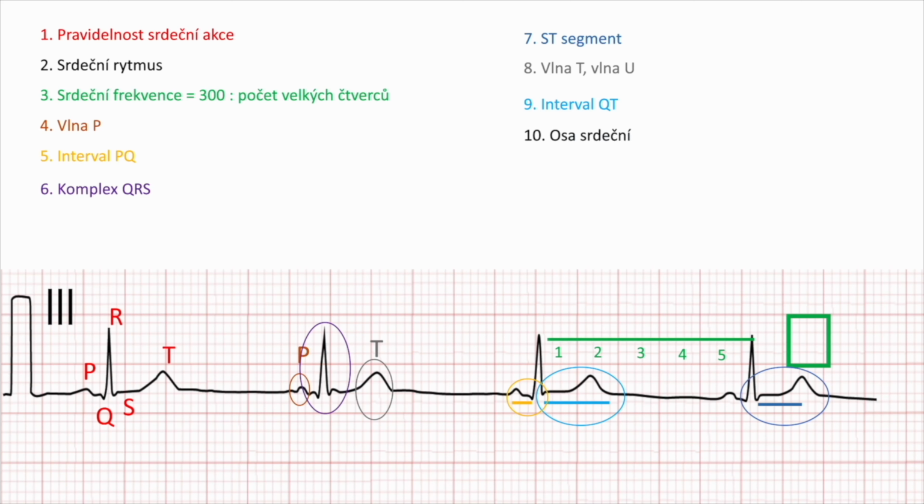10th, the heart axis. Normally oriented leftward, with the direction of the electrical vector during ventricular depolarization pointing from the right to the left. The electrical axis is not the same as the anatomical axis of the heart.